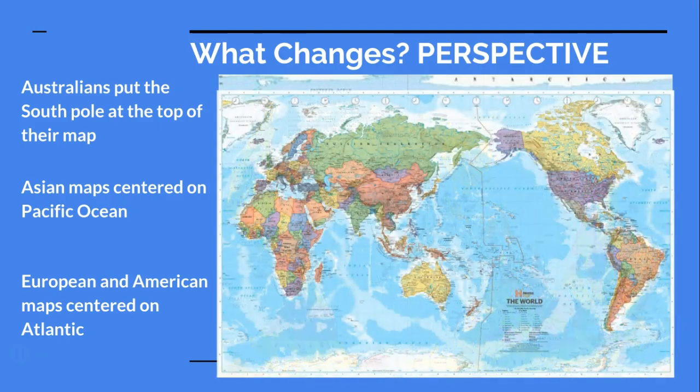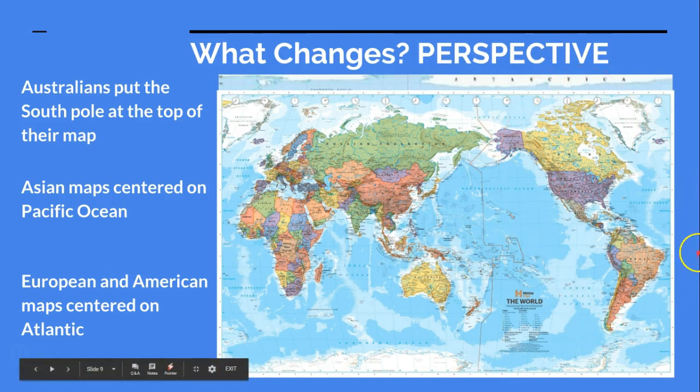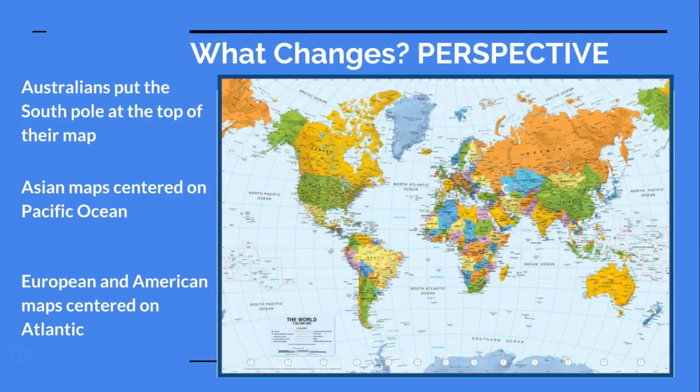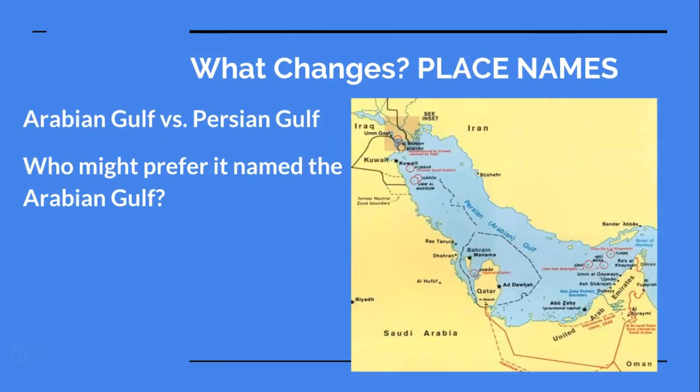Asian maps are typically centered on the Pacific Ocean. So this is an Asian map where the Pacific is the focus of the map, and then you can see the Americas are on the right side now instead of the left. Still what we might consider a Mercator projection, but the perspective is different as it focuses on the Pacific Ocean. And then here's a more traditional European American map that I think we are used to seeing in our country. Not necessarily right, not necessarily wrong, but definitely a little bit more common to what we're used to seeing.